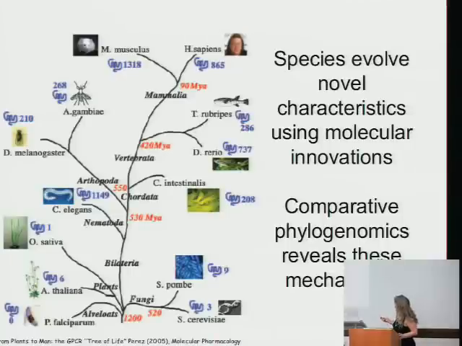There are many different numbers of these receptors in different lineages, but if you look at the invertebrates, for instance, in nematodes, you see that there's an expansion of chemoreceptors. So each of these different species has developed new functionality, new phenotypes, new abilities through the modifications of its genetic repertoire.